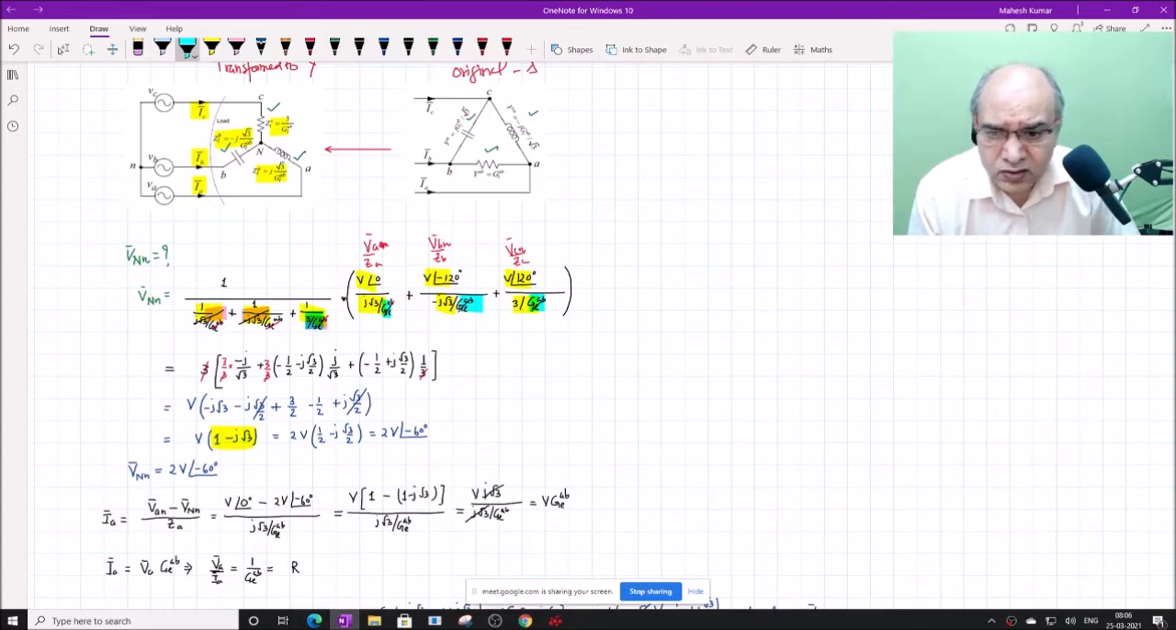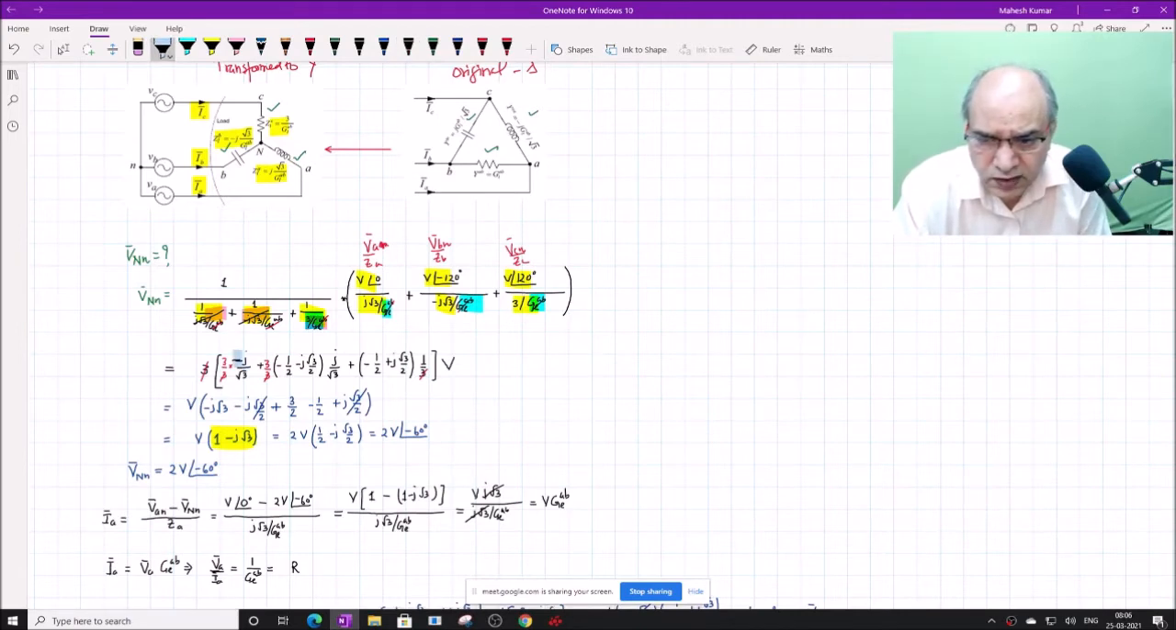V is common here, so we should write V here actually. This V is common, and we have to simplify simply these quantities. So this becomes minus j, because this is j in the denominator, so minus j by root 3. You can see here this side, minus j by root 3. So this is minus j by root 3, this term.